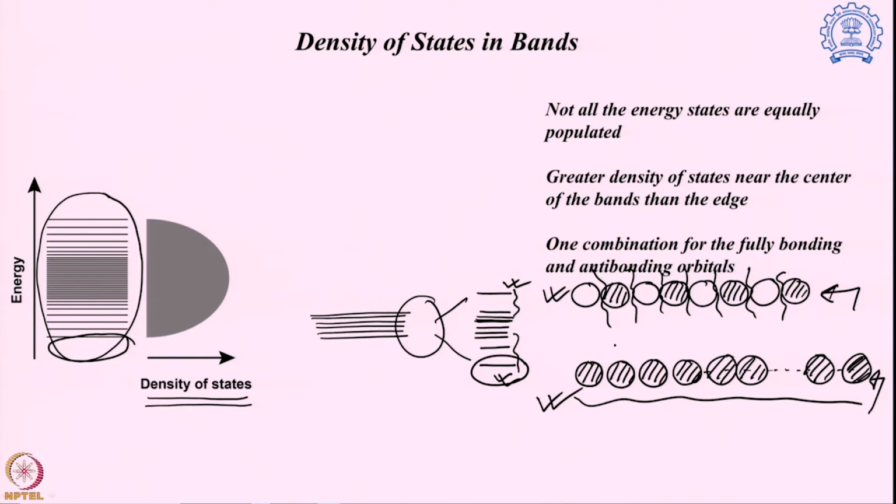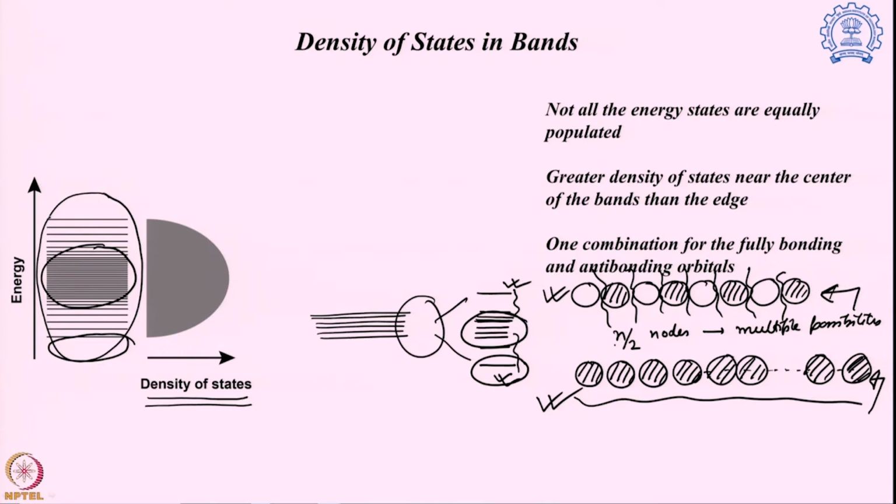Now say I want to have n by 2 number of nodes, then I have multiple possibilities to do that. So it is now a game of permutation and combination. That is why there will be many more different possibilities, which will share almost similar energy. So that is why they will be densely packed almost at the center of the band.